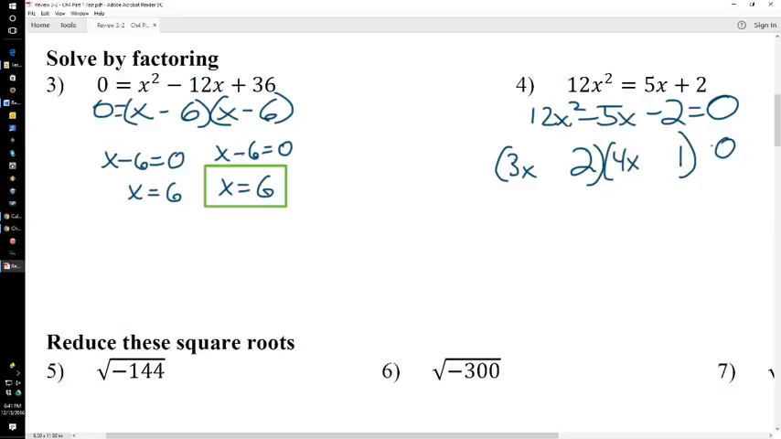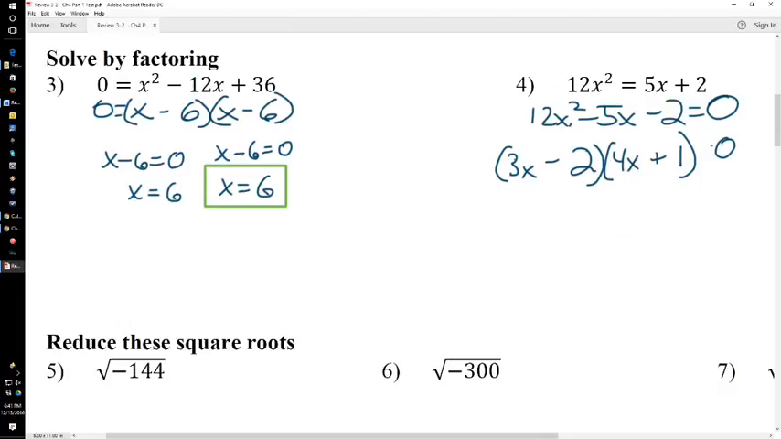So instead of a negative 1 and a positive 2, I'm going to have a negative 2 and a positive 1, and you'll check real quick. 3 times 1 is 3, negative 2 times 4 is negative 8, and when you add those together, you get negative 5. So those are your two terms. They add up to that middle. And you basically just keep trying until you find it.